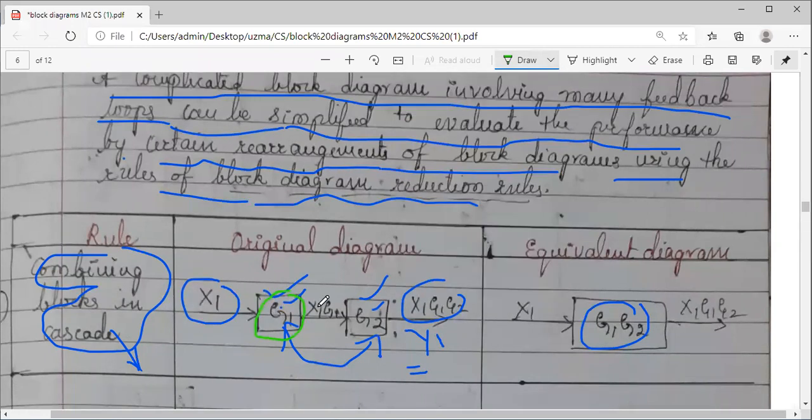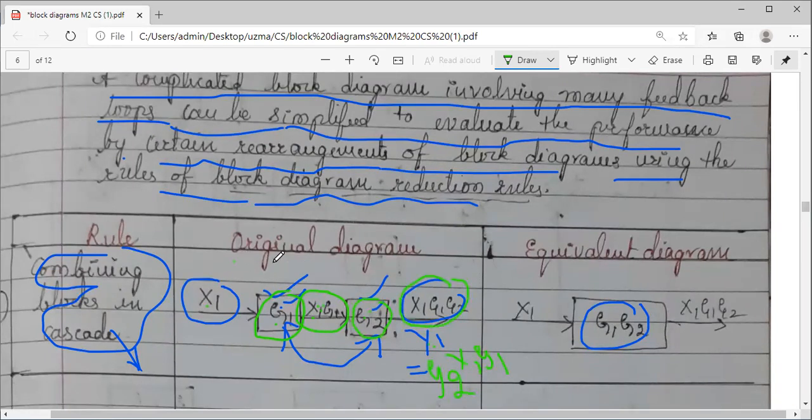What is the output? Output is gain times input. So x1 into g1, and this is the input to g2. So what is your final output? It is the gain times input. That is, y1 is equal to gain times input, where the gain is g2 and the input is x1 g1. So x1 g1 g2, that's what I have written here. This is your output.